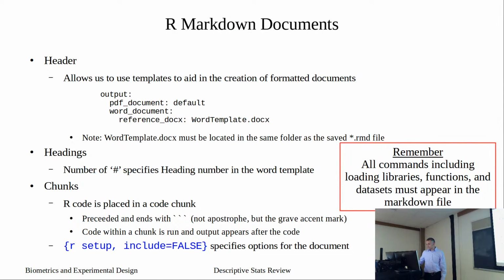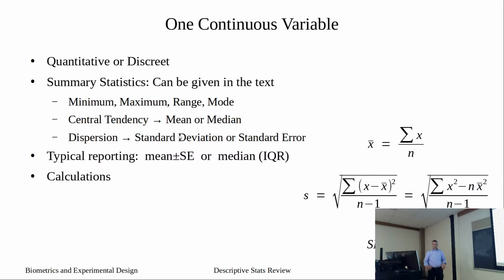All right. So, now that we have our introduction of R and RStudio, let's get to using it. We're going to quickly review one continuous variables, and we're going to use R for that. Things we're going to talk about are measurements of location, means, medians, and so forth. We're going to talk about measures of dispersion, so variability, variance, standard deviation, standard errors, and so forth. We're going to talk about reporting means and standard errors, and we're going to actually show how to calculate it in R.